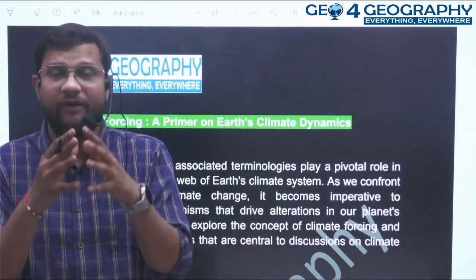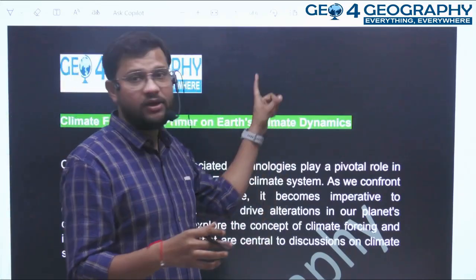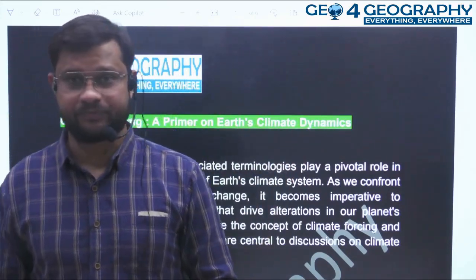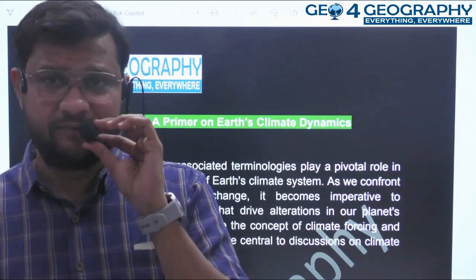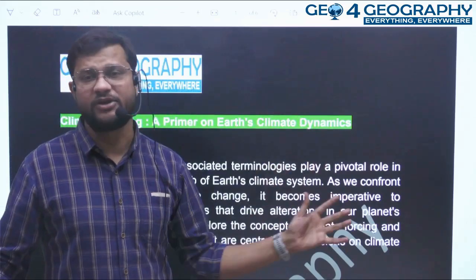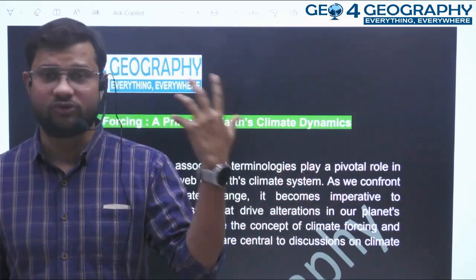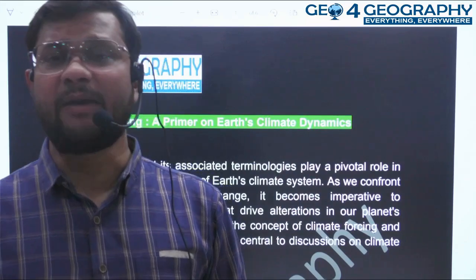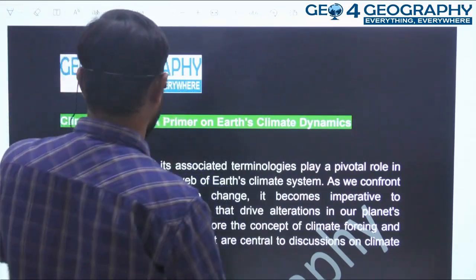You will have a better idea about this overall terminology, because it is in the current affairs and it is equally important from the various examination perspective, particularly UPSC के लिए तो ये वैसे भी important है. See, climate forcing. So without wasting further time, start करते हैं.